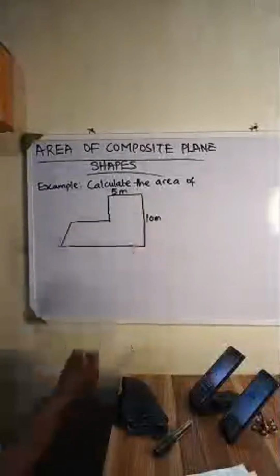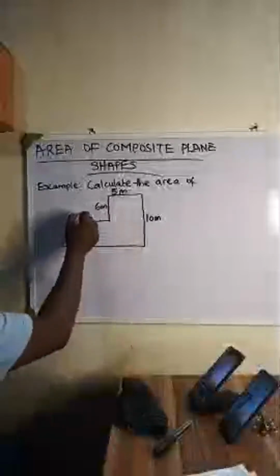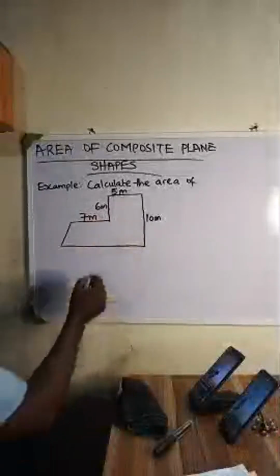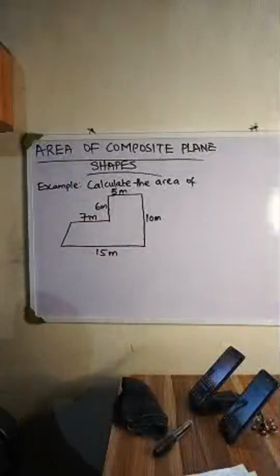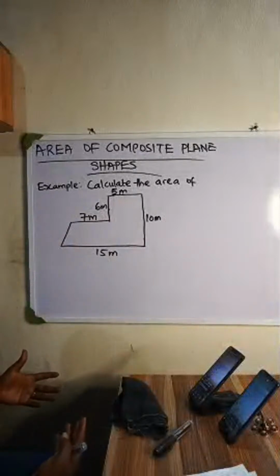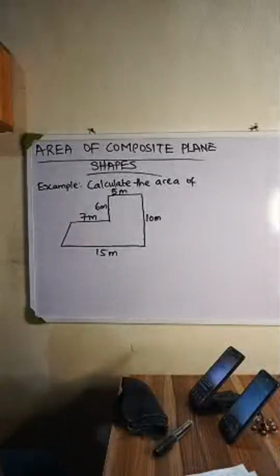6 meters, 7 meters, 2 meters. Okay, so we're expected to calculate the area of this shape. So this shape is not any of the regular plane shapes that we know. It's not a square, it's not a rectangle, it's not a triangle, it's not a circle. It's none of these regular plane shapes that we know.